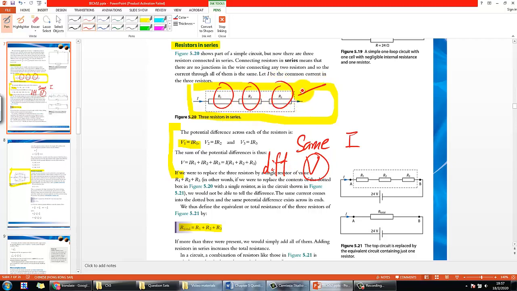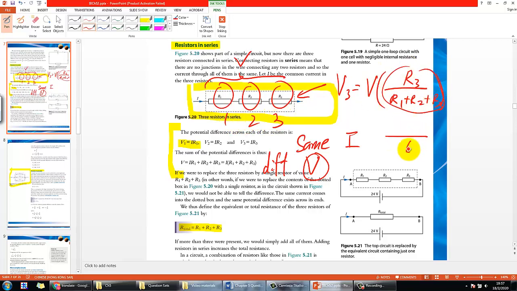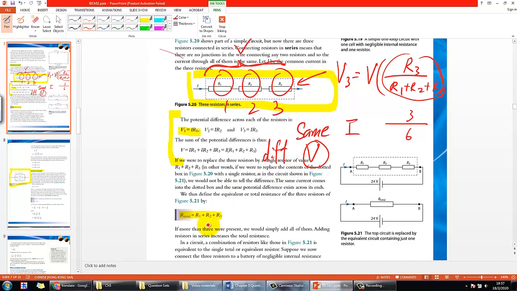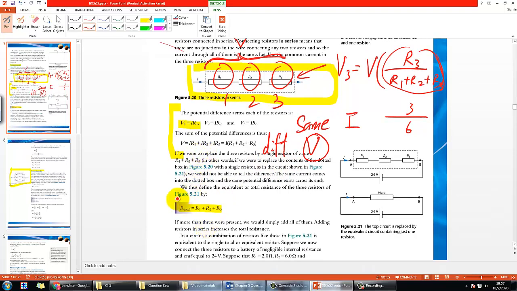V, if you remember, depends on the ratio of these three R's. For example, the voltage across R3 will be V, which is across the whole thing, times the fraction R3 over R1 plus R2 plus R3. If this is 1, 2, 3, then this is 3 over 6, which means take half of the total voltage. And to find the equivalent or total resistance, we use this equation.